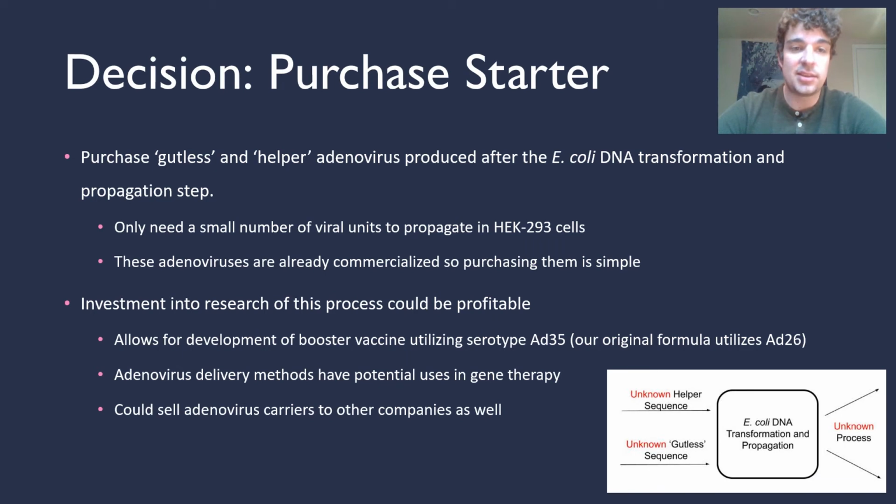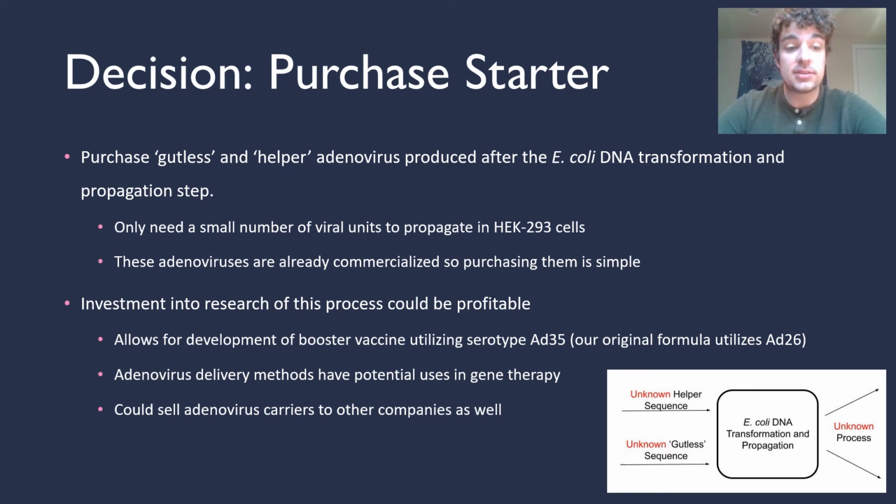Ultimately, we decided that the best decision would be to purchase the adenovirus starters. So we're going to purchase the gutless and helper adenovirus produced after the E. coli DNA transformation and propagation step. There are a few benefits to this. We only need a small number of viral units to propagate the human embryonic kidney cells. And the starter viruses are already commercialized, so purchasing them would be very simple.